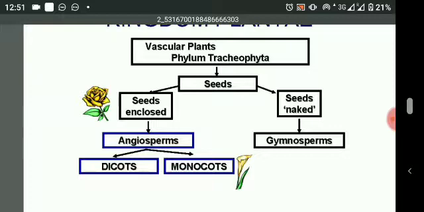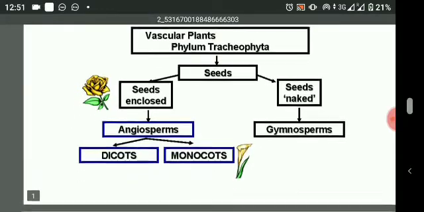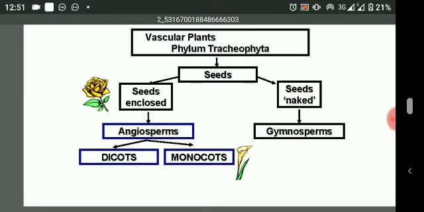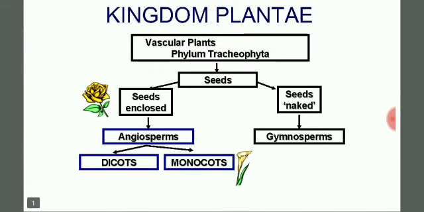For example, an apple is an example of seeds enclosed. Can you see its seed? No. Until you eat it, you don't see it. So it's inside the fruit. And this is called angiosperm. But gymnosperms, you can see its seed.